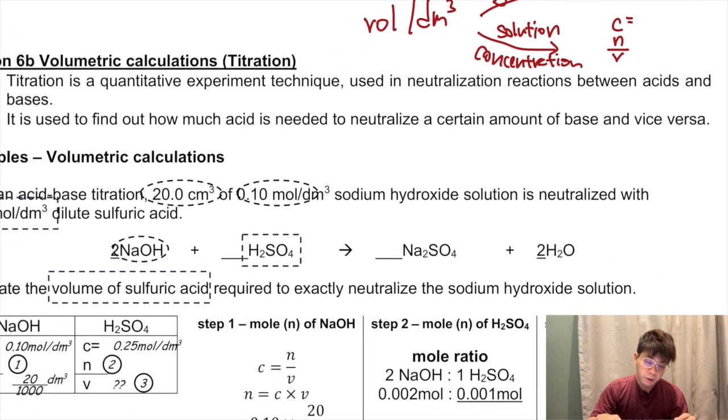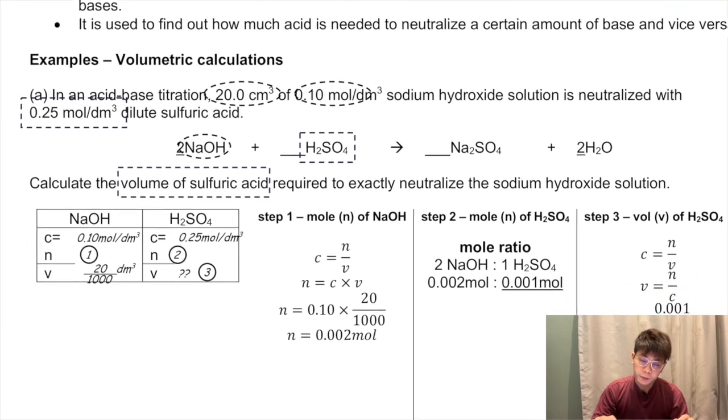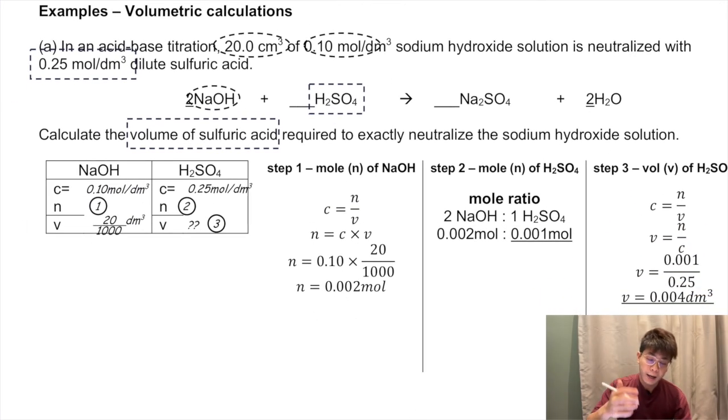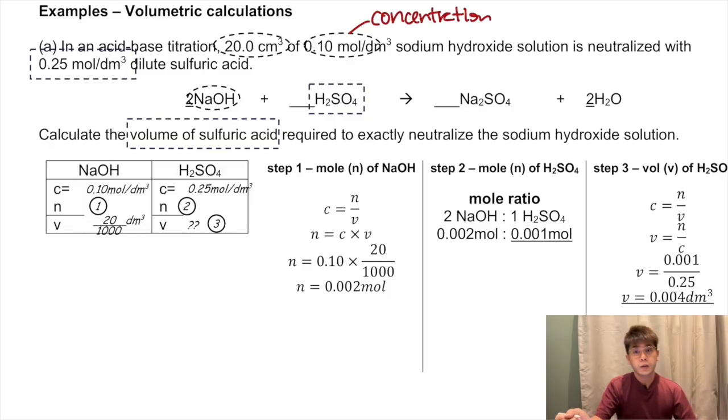So how do the questions look? For example, let's look at question A. In an acid and base titration, 20 cm cube of 0.1 mole per dm cube. This circled one is concentration, and it is C. Once I see this concentration, mole per dm cube, I know I need to use the C equals N over V method.